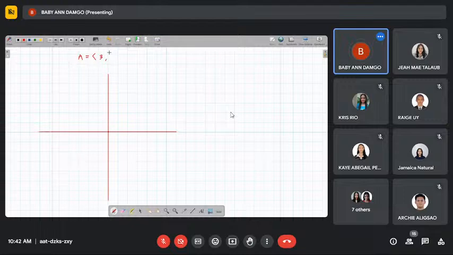Okay, so this is the vector A. And then for B, we have negative 4, 5. So this is negative 2, negative 4. So we have 2, and then 4. So we have, ito lang siya i-green. So negative 4, 5. So we have this point.